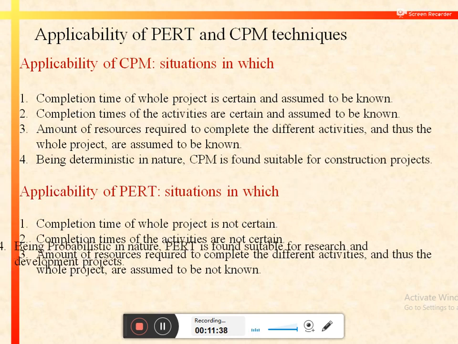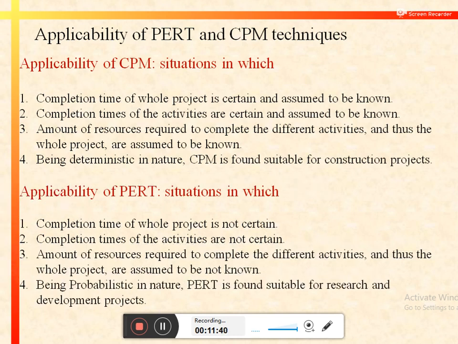So unlike the CPM method, PERT technique is probabilistic in nature. So it is found suitable for research and development projects that don't have any historical data, or in which it is not possible to know the completion time of whole project and of different activities, and it is also not possible to know the amount of resources required to complete different activities that are required to be performed for the completion of the project.